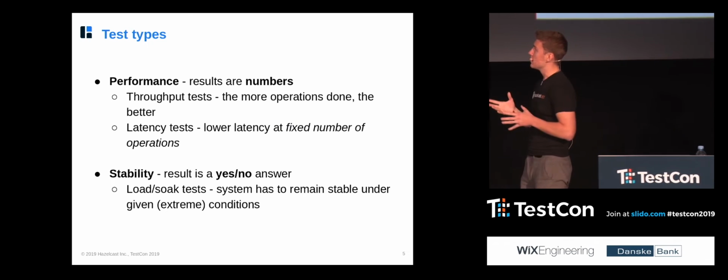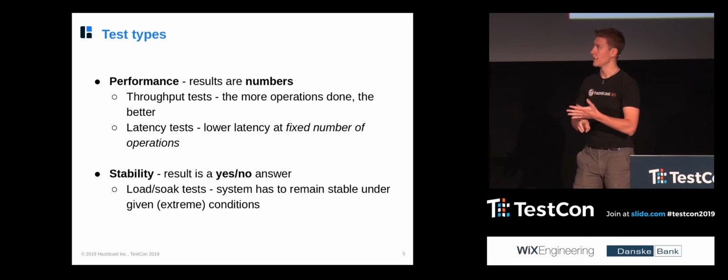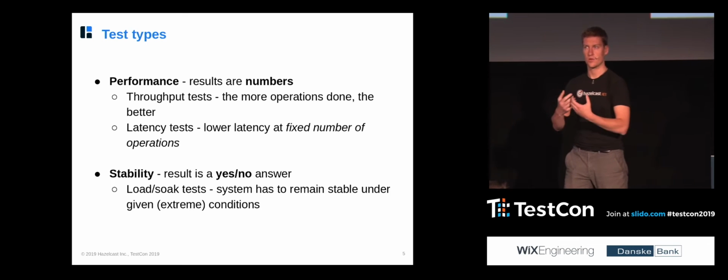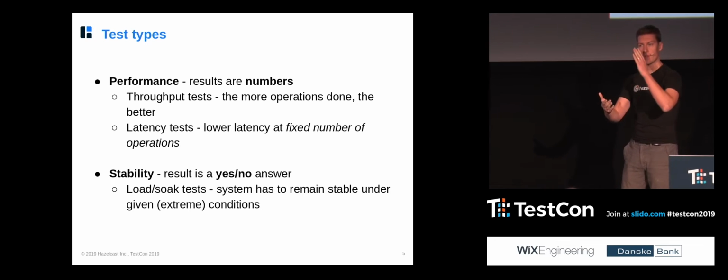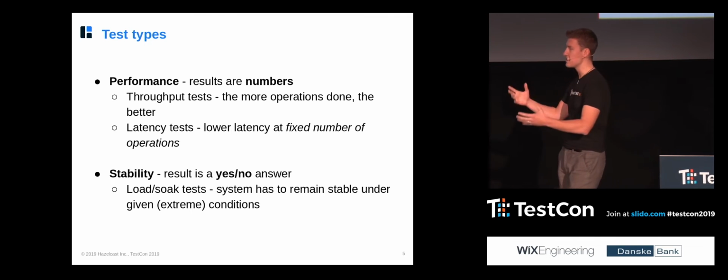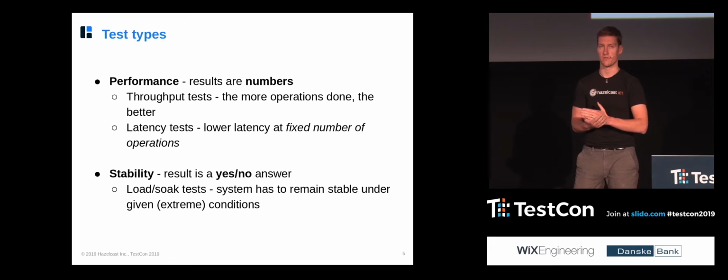Also, we distinguish between several types, and I would like to do a category of two types of performance tests. One of them would be the real performance test, the throughput and latency test, where we actually get the numbers as an answer. We get this many operations per second. Our latency is this much, and we get the numbers from those performance tests.